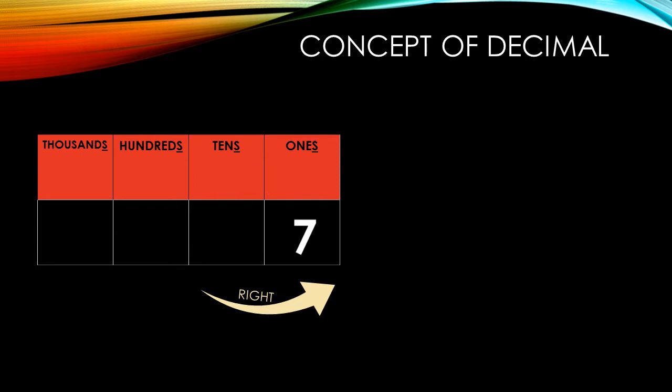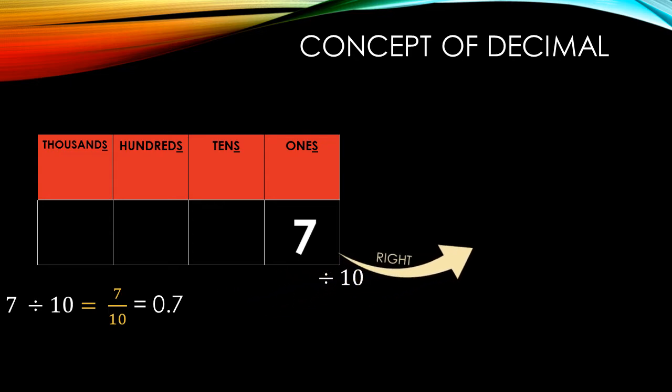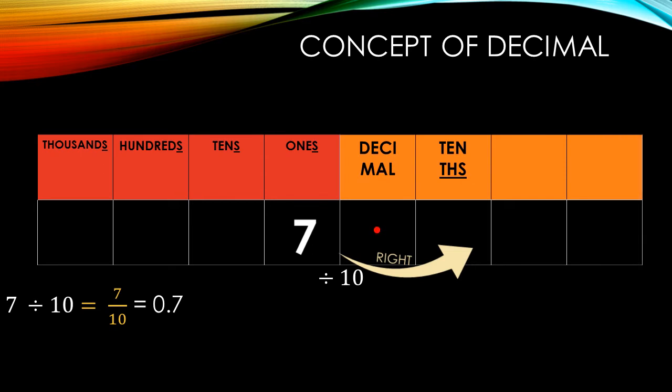Let us divide 7 again by 10. 7 will jump one more column to the right. So we add one more column called tenths in the place value chart. Then why is there a decimal point? Since 7 upon 10 is a fraction with a value less than 1, we separate 7 upon 10 by a point called the decimal point.